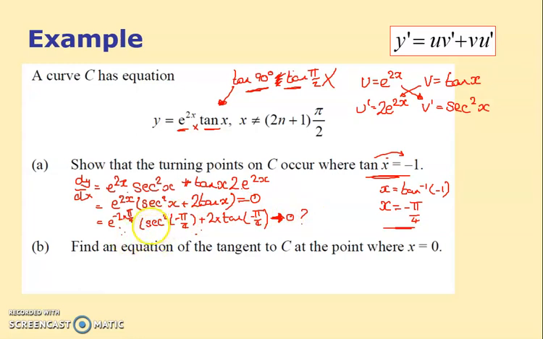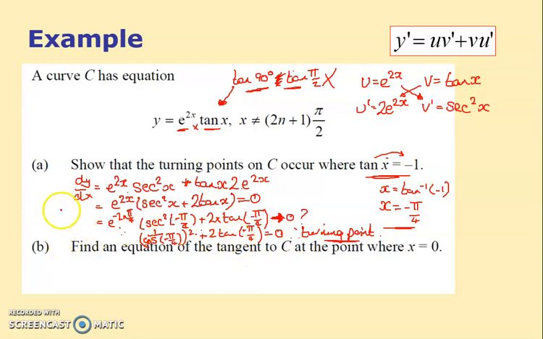Now remember, sec squared is really 1 over cos squared. So you're going to have to type in minus 1 over cos of pi by 4. And then the answer you get, you're going to have to square it. You're going to add on 2 lots of tan of minus pi by 4. And I think you'll find you get 0. I'll leave that to you to prove. Therefore, we've got a turning point. So because one of them is equal to 0, times this by it, therefore the whole thing is. I'll leave you to convince yourself that I'm right.